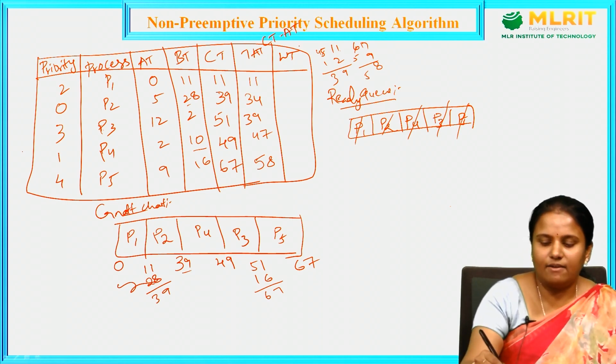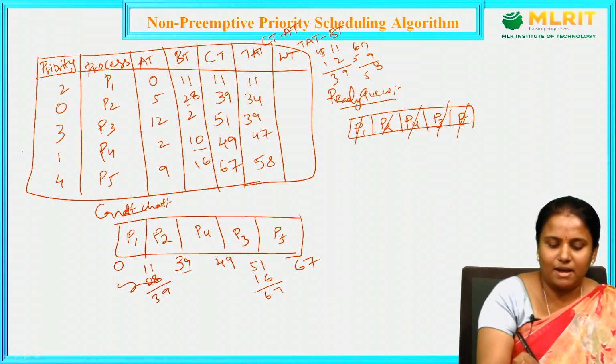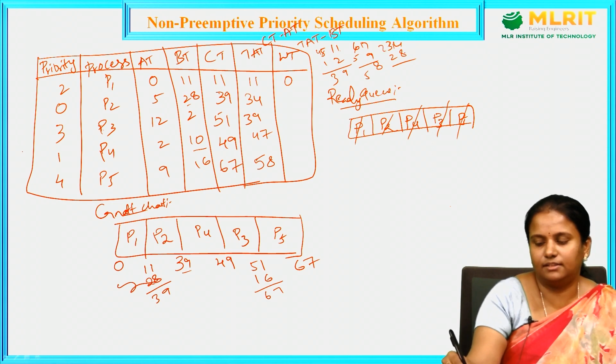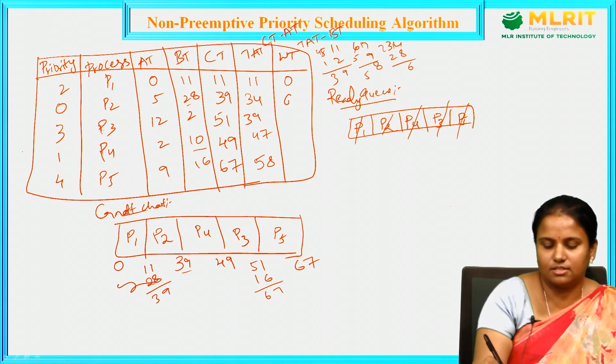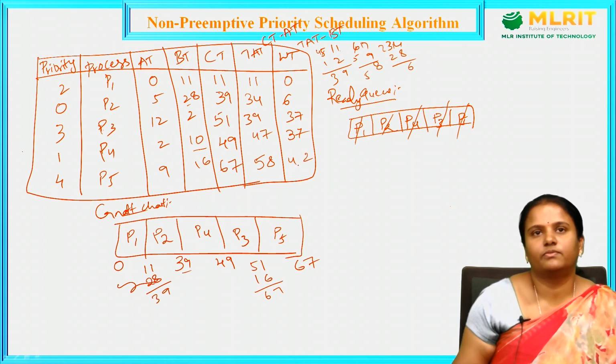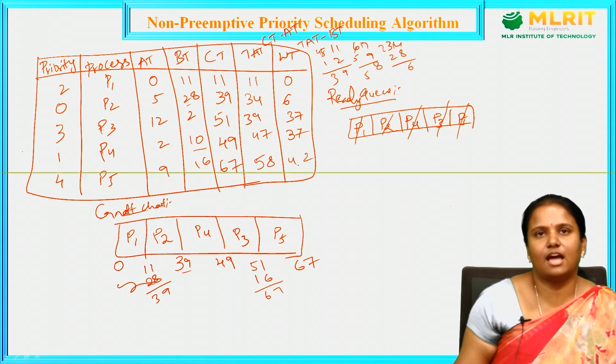The waiting time formula is turnaround time minus burst time. So 11 minus 11 is 0, 34 minus 28 is 6. 39 minus 2 is 37. 47 minus 10 is 37. Next 58 minus 16 is 42. This is the turnaround time and waiting time.